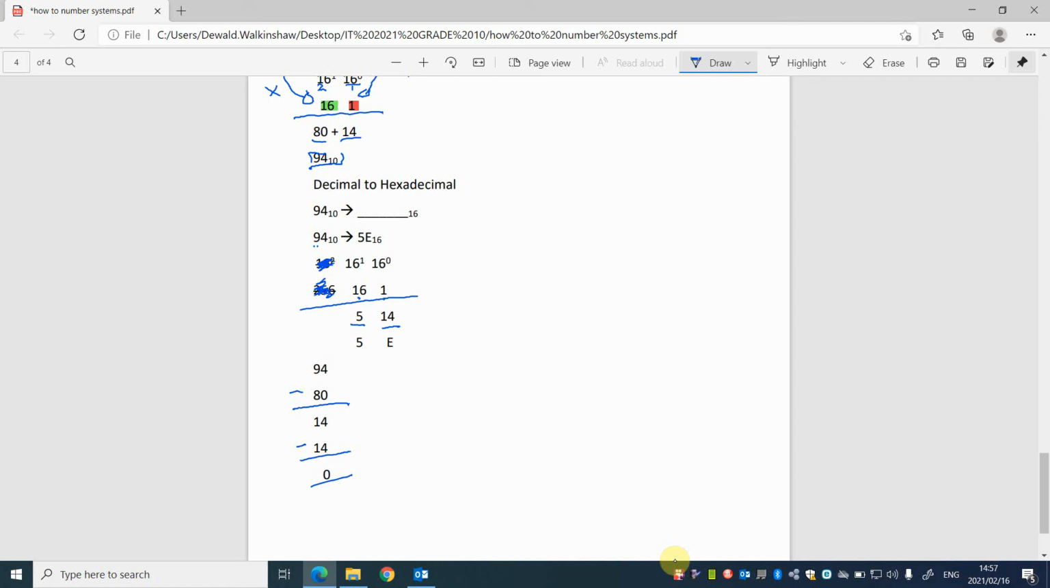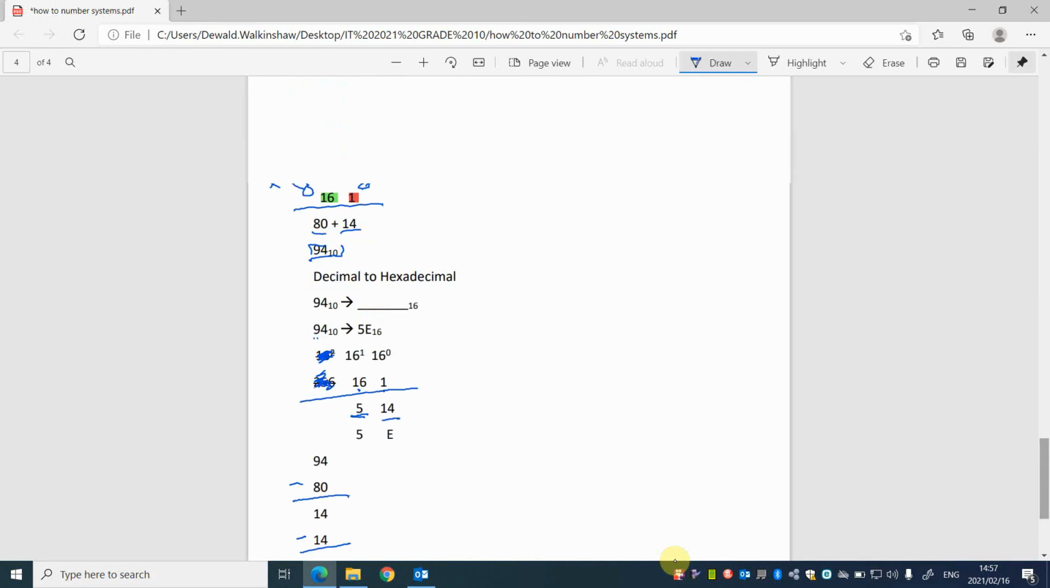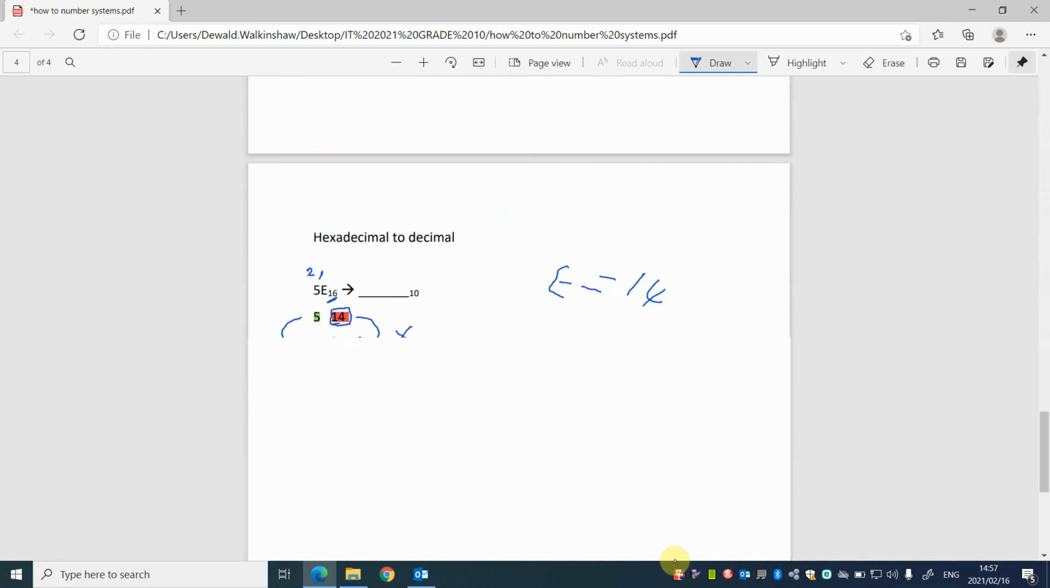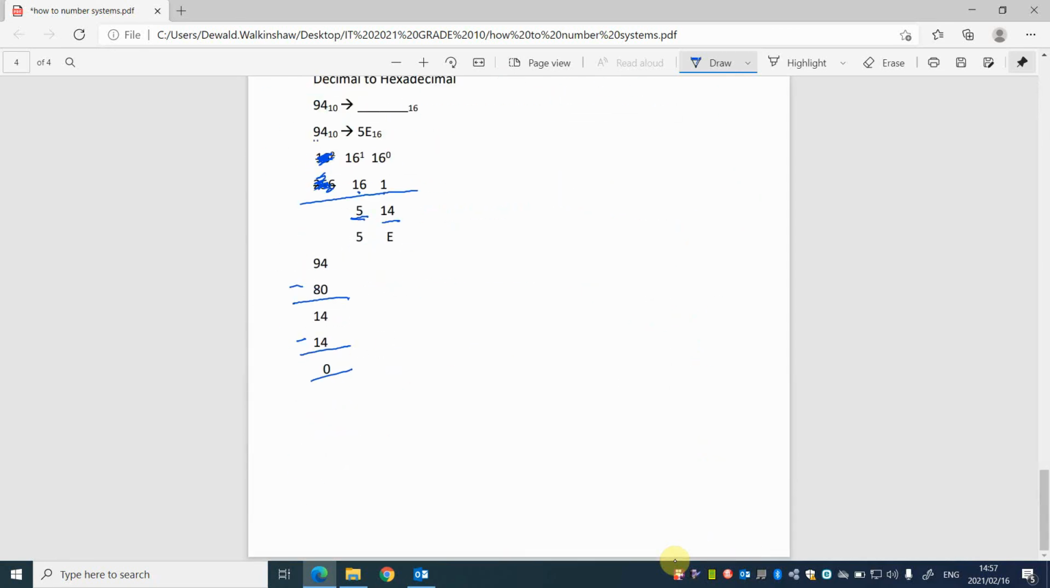Okay, but the problem is, 5 is okay, but if we look at 14, remember we are not allowed to have 14 in the number system. So we need to go back up to what our number 14 is. Our number 14 is actually an E. So we can go back down and say, well, that is great. We are just going to convert the 14 into an E. So our end result would be 5E and then to the base of 16.